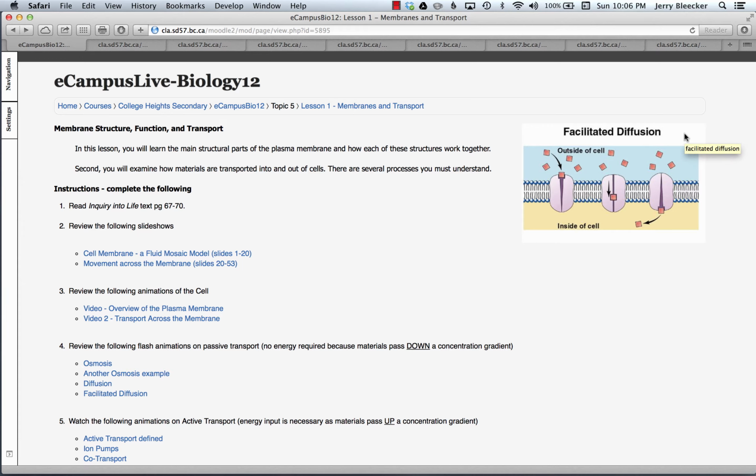Okay, Biology 12, it's time to finish off the last few notes on membranes. So let's get this done. If you go to the eCampus Live Biology 12 site, I'll just back up one frame here. The section that you would be at would be Topic 5, which is Chapter 4, Membrane Structure and Function. So we're going to finish this off.